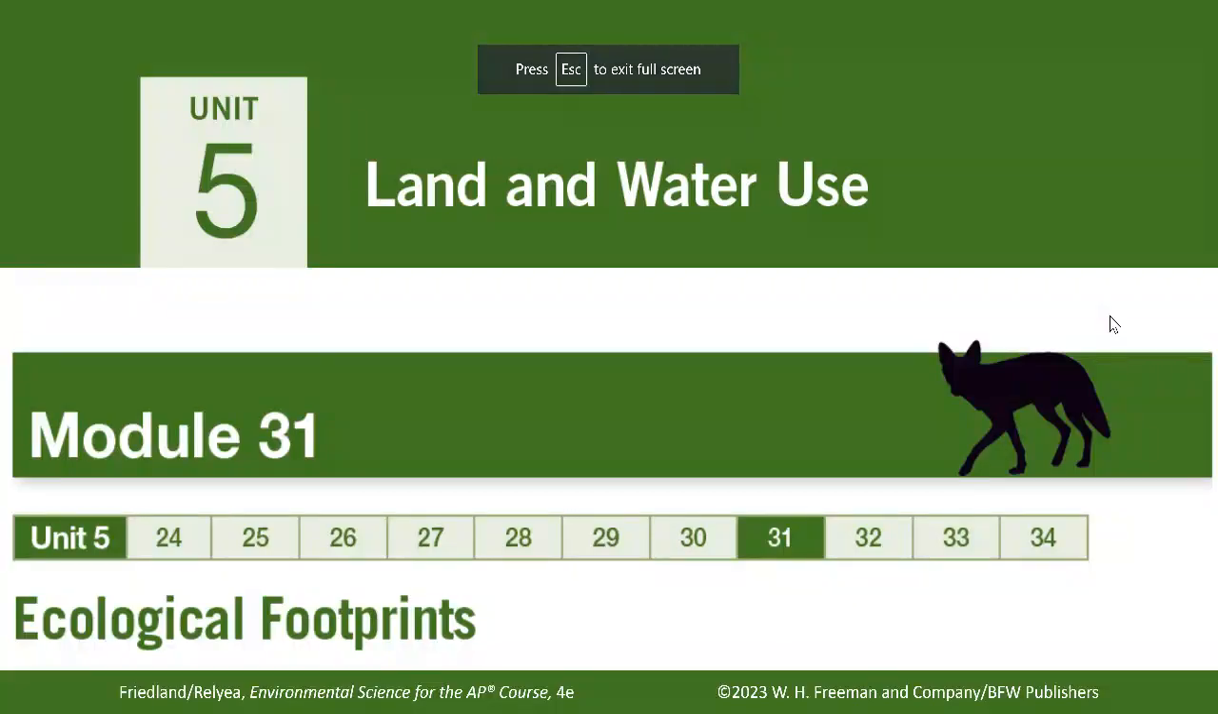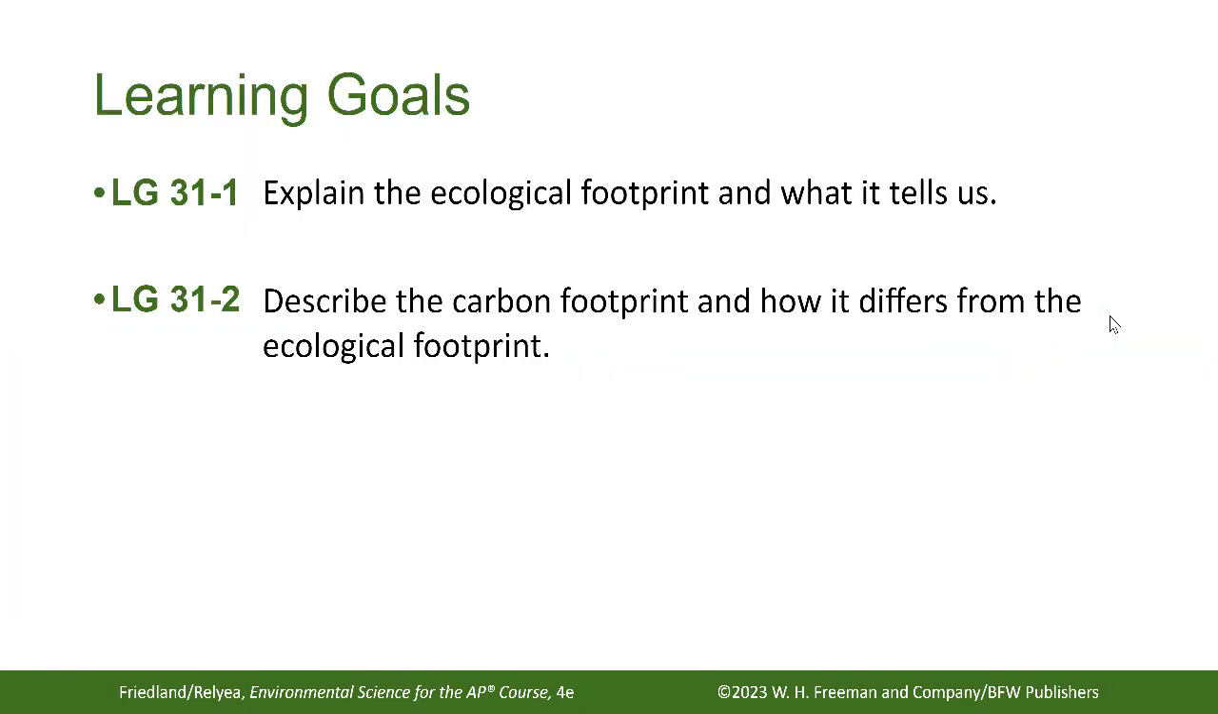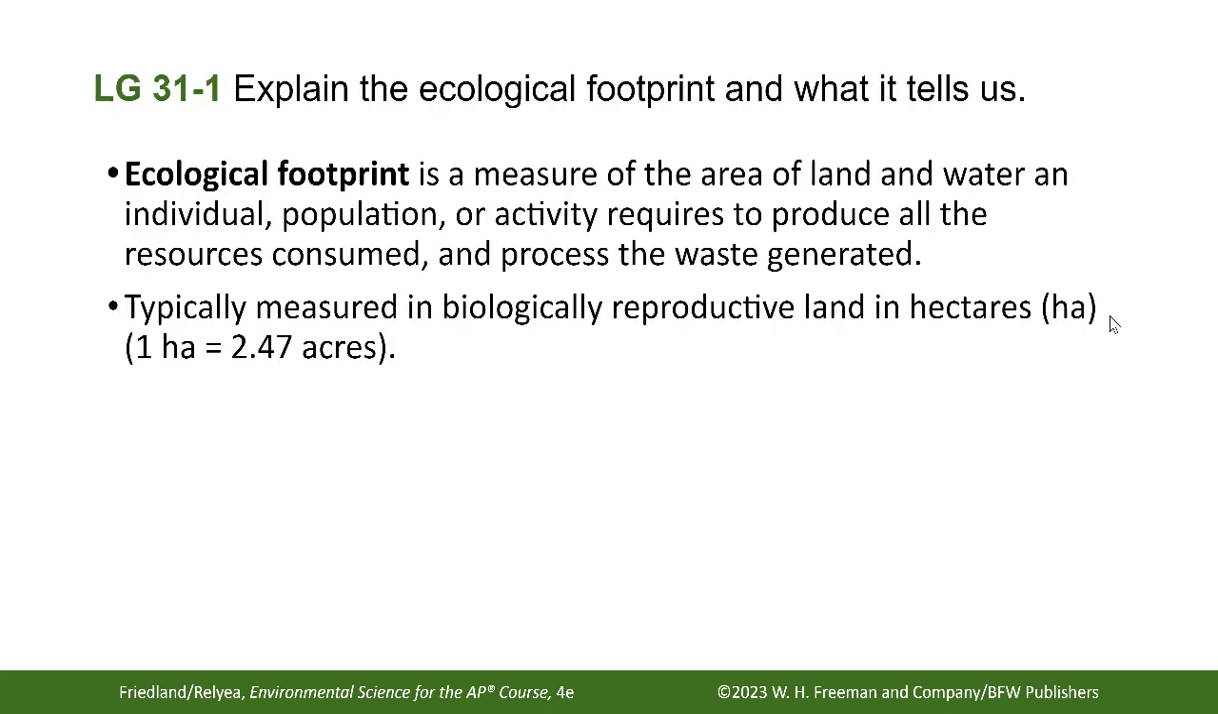Okay, here we go. So module 31, ecological footprints. Our learning goals: we're going to explain the ecological footprint and what it tells us, and describe the carbon footprint and how it differs from the ecological footprint. So an ecological footprint is measured in the area of land and water individuals, populations, or an activity requires to produce the resources consumed and the waste generated.